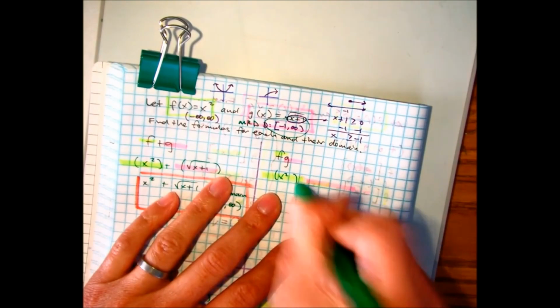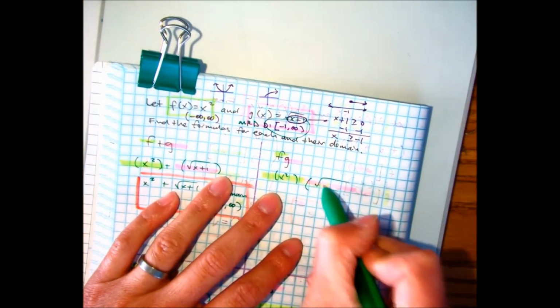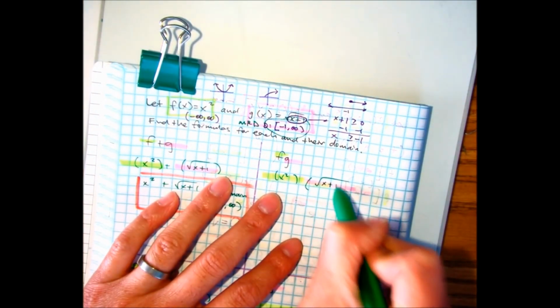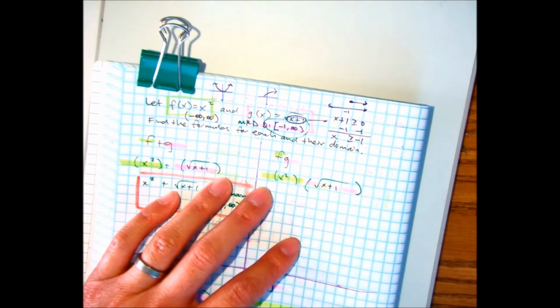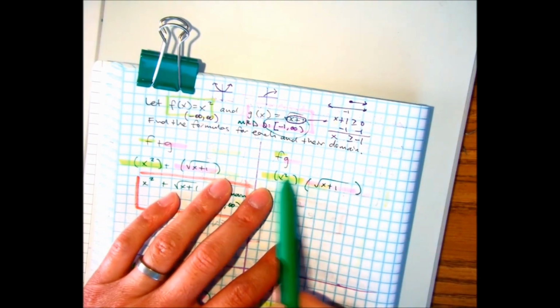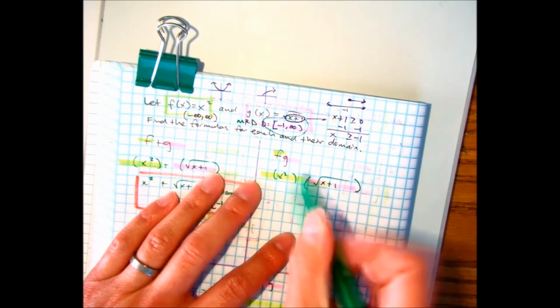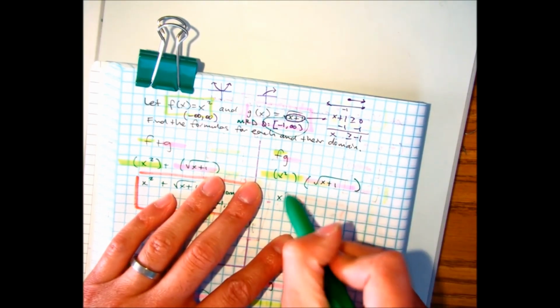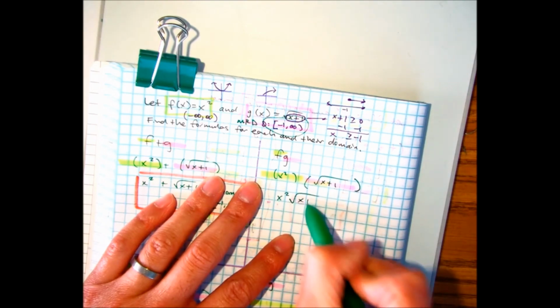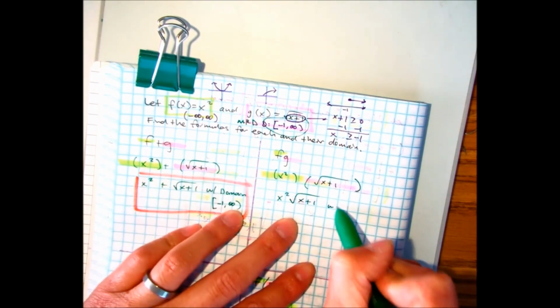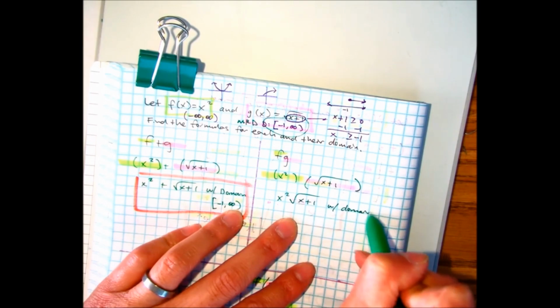Okay, so f is just x squared times the square root of x plus 1. Don't think you could do something crazy like distribute inside the radical sign. It's not possible, so this is actually just your answer. X squared, square root of x plus 1, with a domain of what?